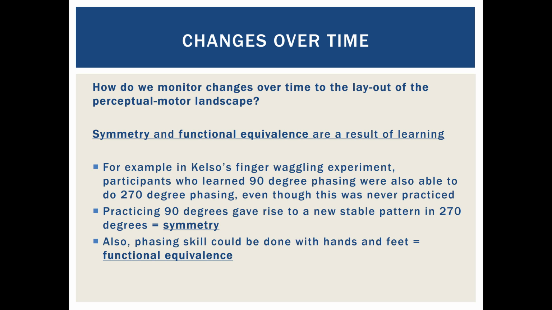And all of a sudden, someone is also able to use that timing that they were using with the feet to juggle the ball with the head or with the shoulders. Functional equivalence. So the moment you see those things, symmetry and functional equivalence, you know that someone is slowly building those attractor states, slowly building a perceptual motor landscape.